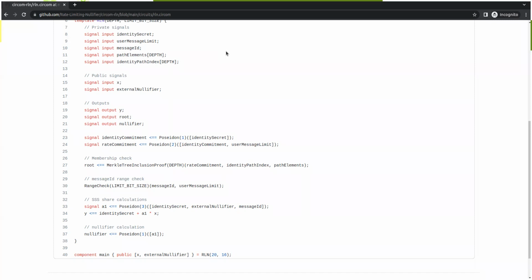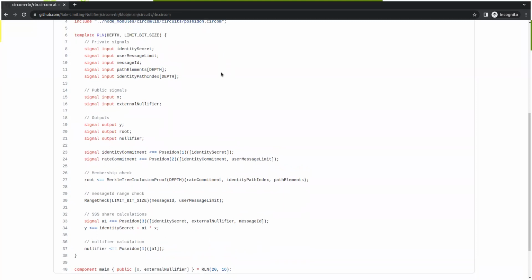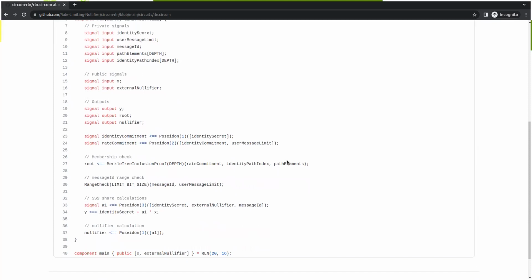Makes sense. Another question I had is, as far as I understand, there is the same message limit for all apps. Have you considered having a separate message limit for different apps? Separate message ID, you mean, or separate message limit? Consider that app A is using this RLN circuit, and app B is using the same. In the current circuit, both of these apps will have the same message limit, right? No, different apps can use different message limits easily.